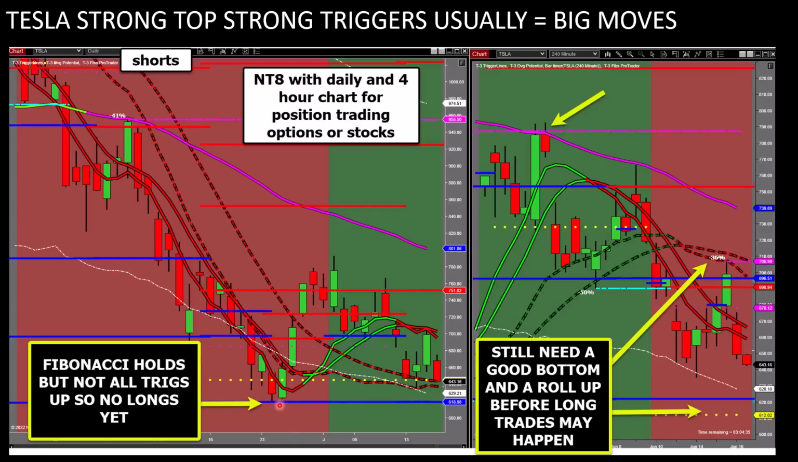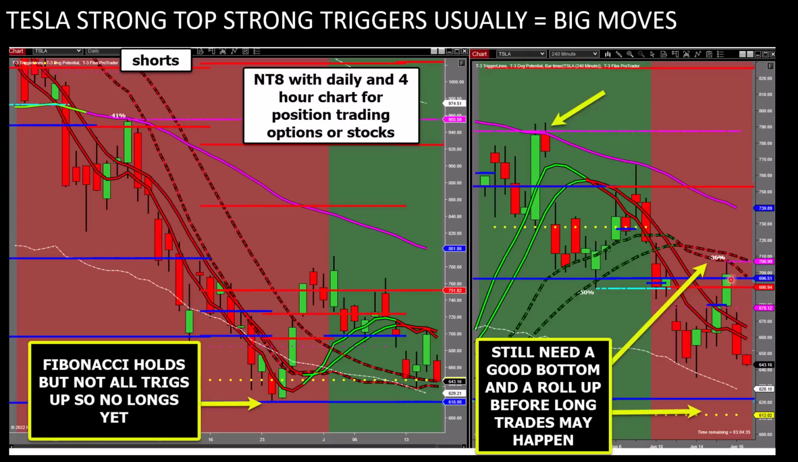Ultimately, look, daily chart gets to fibs that hold, but all the triggers haven't rolled up. So they're not quite done yet. All right, so we're not looking for longs, but we know that we're getting close to a potential bottom. So maybe build a 4-hour chart or a 30-minute chart or something like that. But even this is a 4-hour chart.